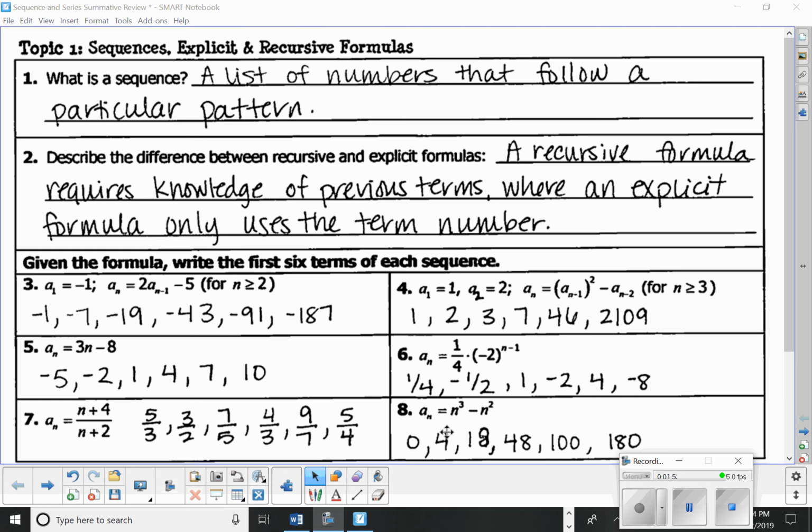Okay? So for 5, 6, 7, and 8, you just put in 1, 2, 3, 4, 5, and 6 for the n. For 3 through 4, you put in the previous term or the previous 2 terms, depending on what the equation calls for.